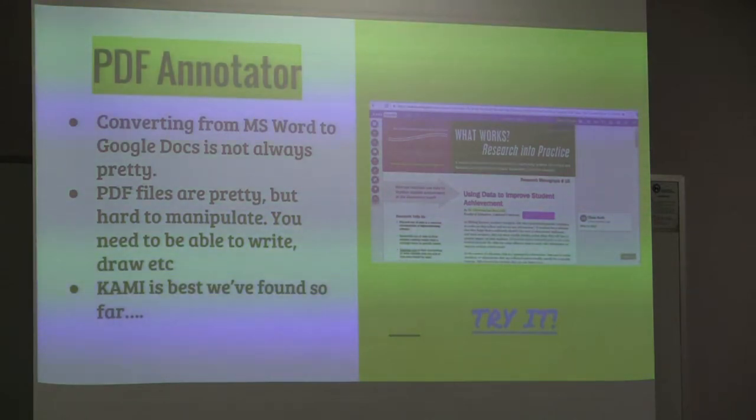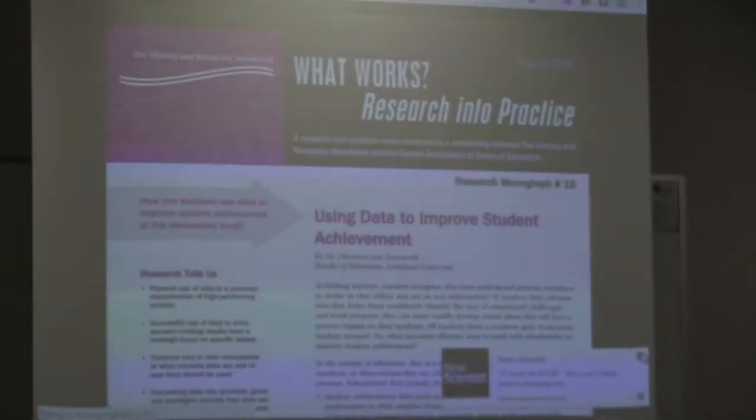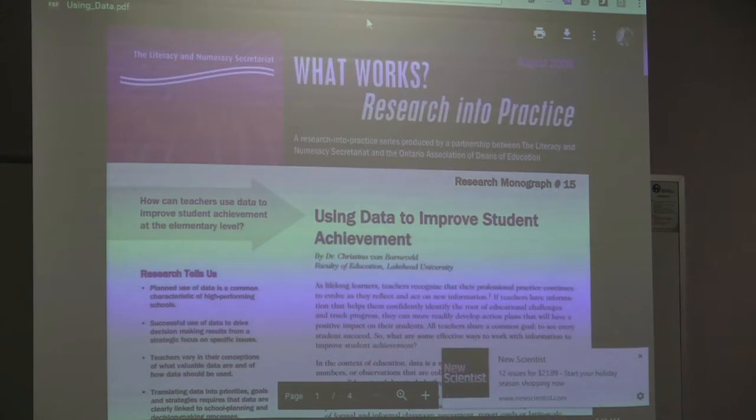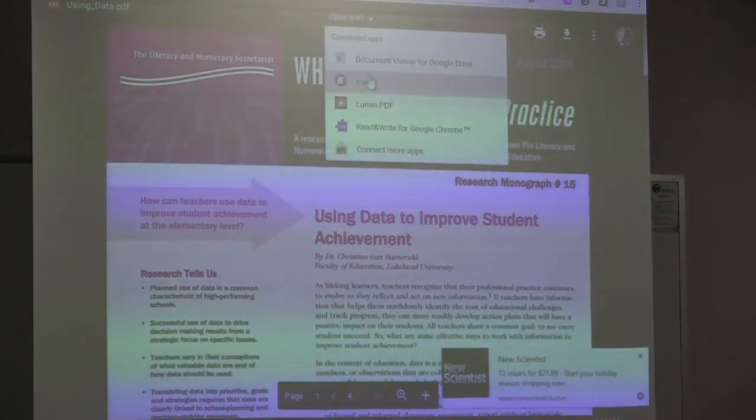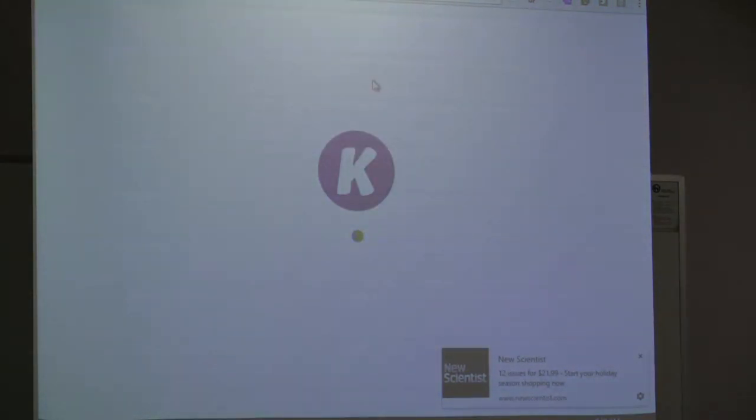And so the beautiful thing with a PDF is it looks exactly like your original document. With this one, it's called Kami. You can do everything you could ever want to do with it. And I'll just show you really quick. I think this one should work pretty fast. So here's just a PDF. If I open it up with this annotator, you can do multiple things and really, really easily.